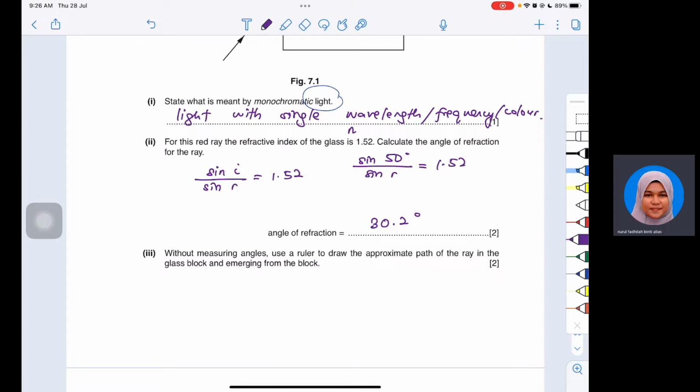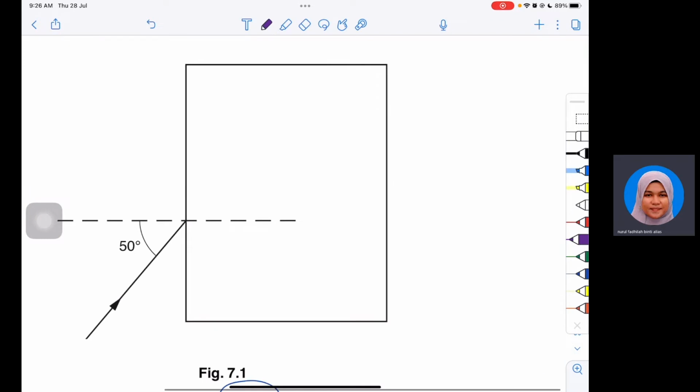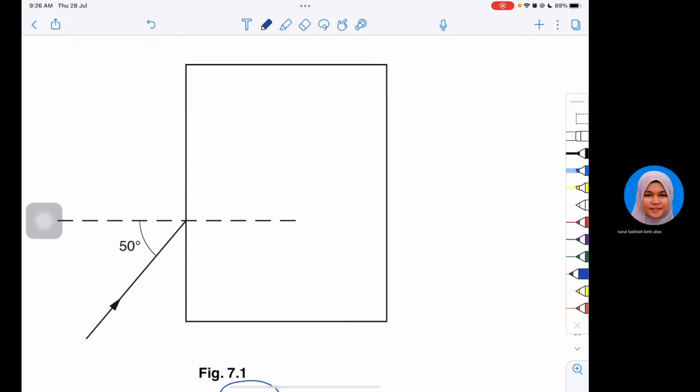Okay, next. Without measuring angles, use a ruler to draw the approximate path of the ray in the glass block and the emerging from the block. So, 2 marks for 2 lines. Okay, approximate path of the ray in the glass block. So, it's easy. What is the principle? What are the rules? The angle must be less. Okay, it can't be the same.